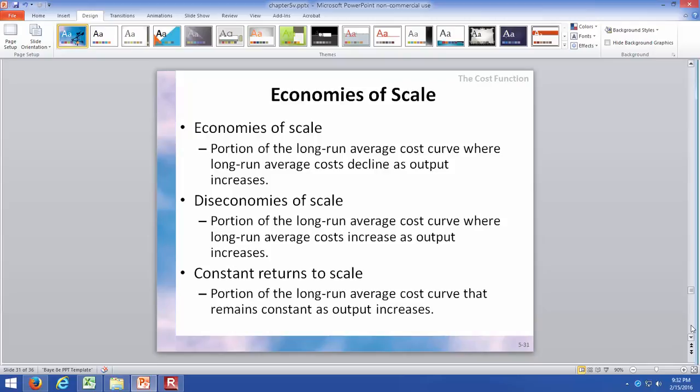So what do you mean by economies of scale? People always talk about that. Basically what is meant by economies of scale is that as we produce more, the average cost curve is going to go down. It is the portion of the long run average cost curve where long run average cost declines as the output increases.